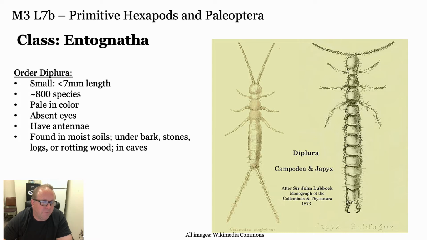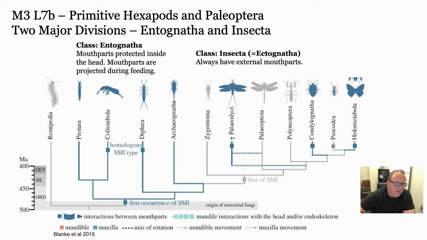That they are the order Diplura, pale, absent eyes. They have antennae, in bark litter. The basic body structure. They do not jump. They're not as cool as the Collembola, unfortunately for them. So there's our Protura and our Collembola and our Diplura.